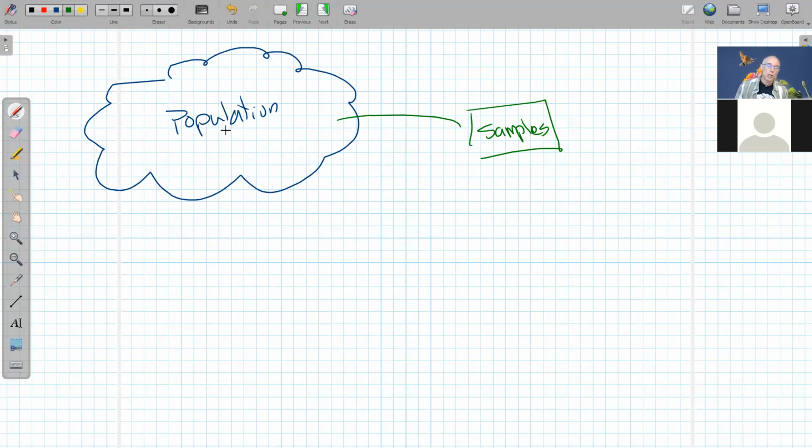Now, when we run tests to estimate parameters, like with a confidence interval, or to say, is it still true that we're making 3-inch screws? Is it still true that about 30% of the population is not getting vaccinated? And we make those predictions, we're making this kind of bridge between a population and a sample. That's called a sampling distribution.